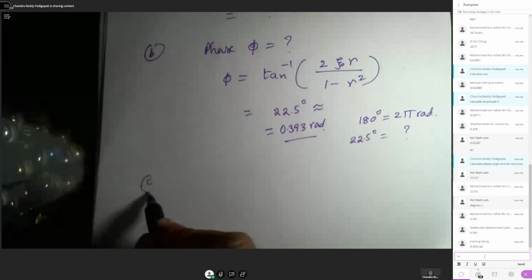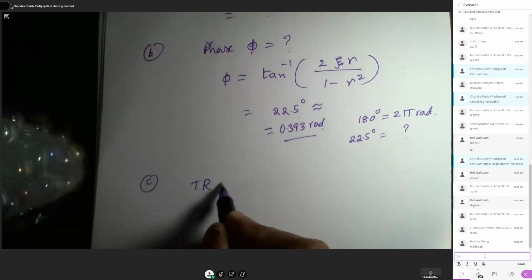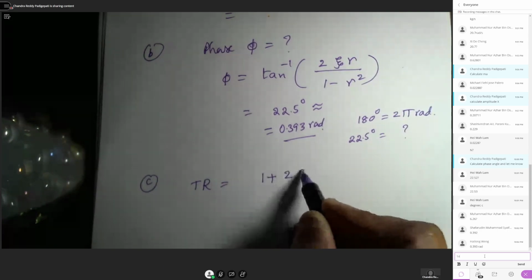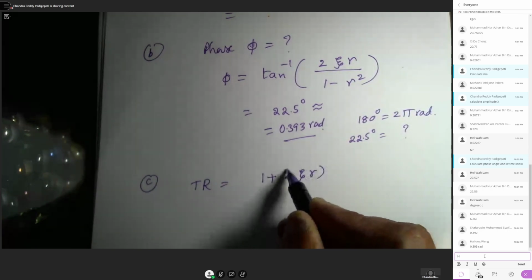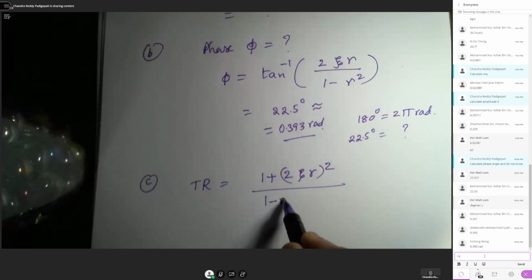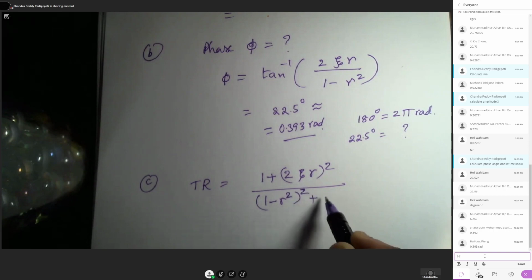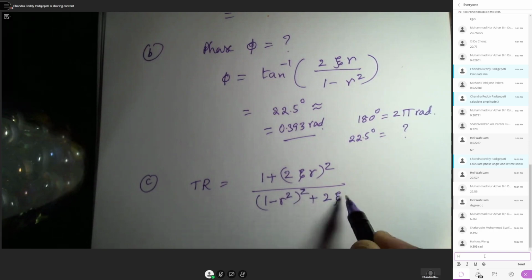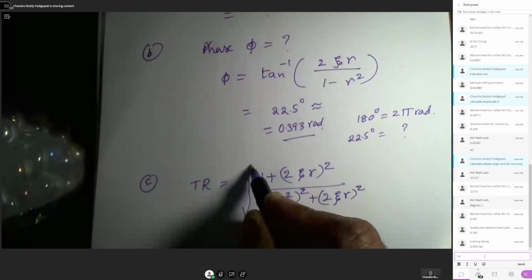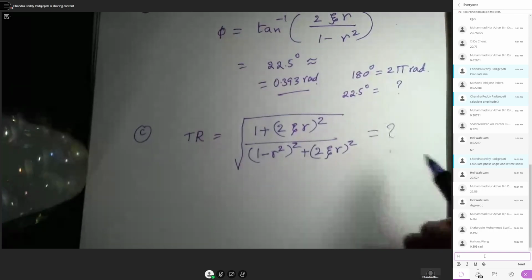Next, part C. So part C, you need to calculate the transmissibility ratio. Okay, so I just give you the equation. You can calculate 1 plus 2 eta r whole square over 1 minus r whole square plus 2 eta r whole square, everything under square root. So calculate this.